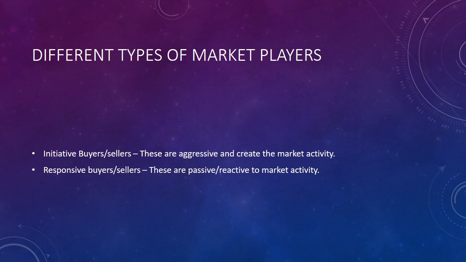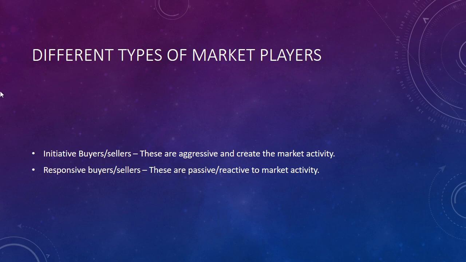By aggressive, I mean, for example, if you see a normal candlestick chart, you think, okay, here there's a support price. But these initiative buyers or sellers are the guys who have the power to initiate a move to break that support or break that resistance. That is the aggressive nature of initiative buyers and sellers, and they create a new market activity which is not existing at any point. They create a new market activity, right?